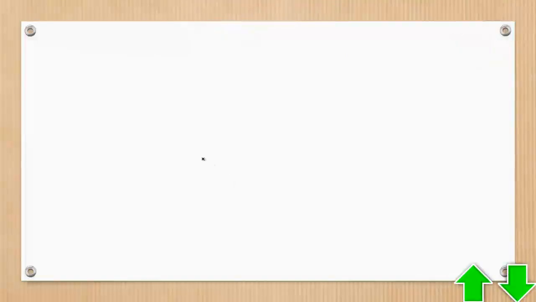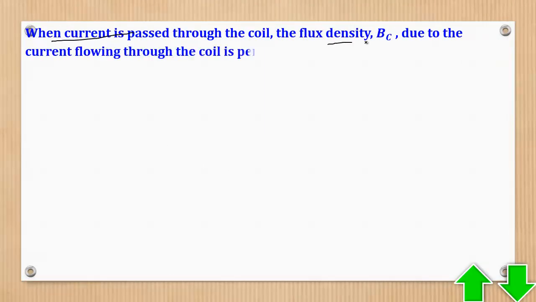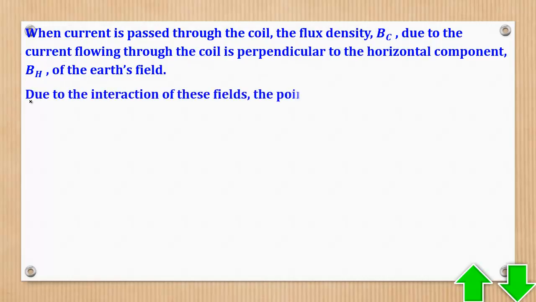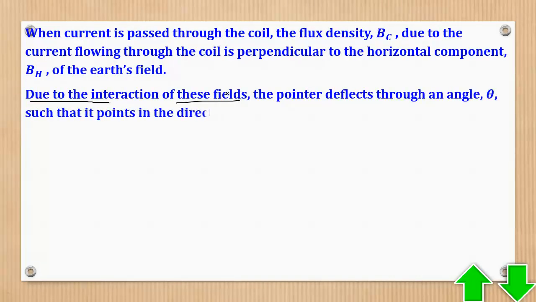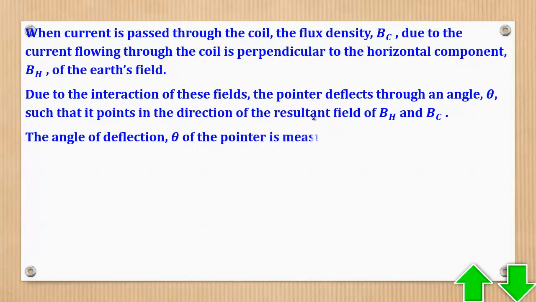Now, what happens when we feed in a current? When current is passed through the coil, the flux density BC due to the current flowing through the coil is perpendicular to the horizontal component BH. Due to the interaction of these two fields, the pointer deflects through an angle theta, such that it points in the direction of the resultant field of both BH and BC. So the angle is measured.